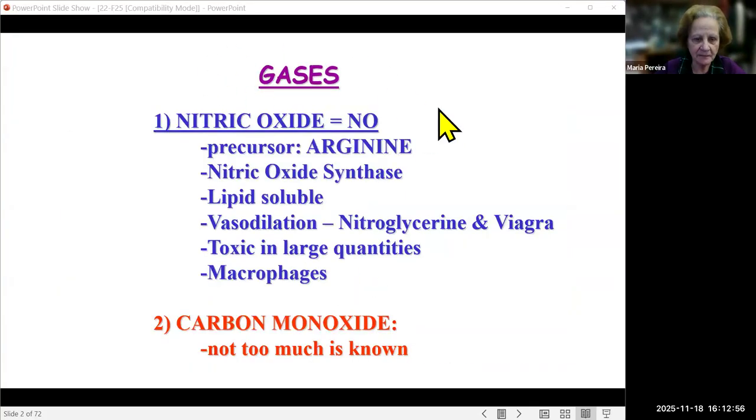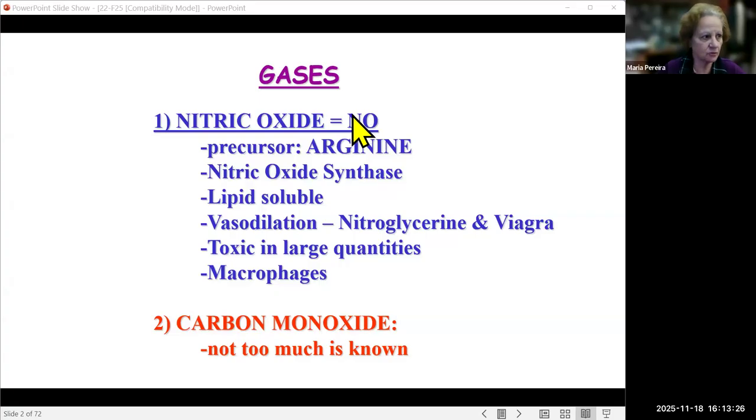Okay, then we have gases. I mean, a gas being a neurotransmitter. So carbon monoxide seems to be a neurotransmitter, but there's not much known about this. It's very controversial. But nitric oxide, NO, is definitely a neurotransmitter. And it's interesting because nitric oxide, if it's released in high concentrations, can be very toxic.